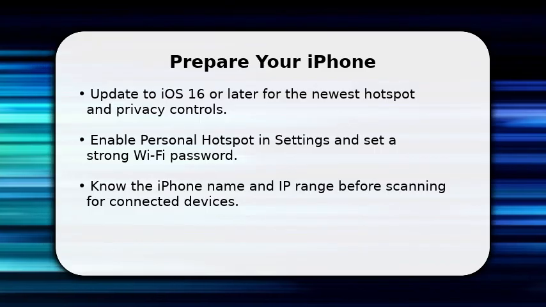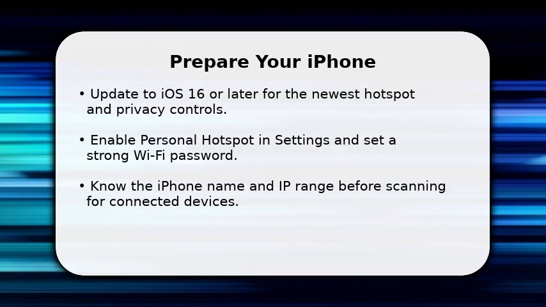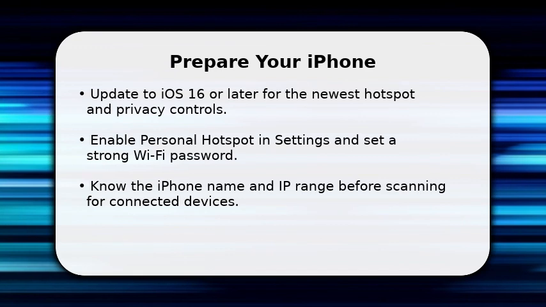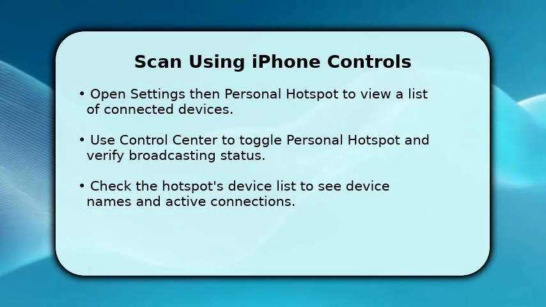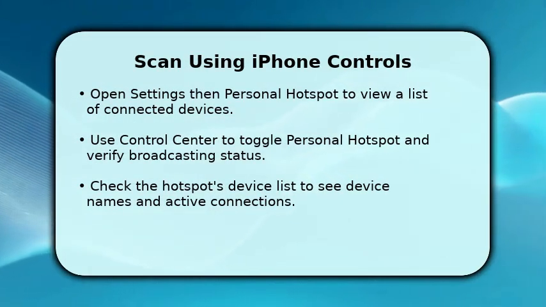Note the IP range your iPhone assigns, usually 172.20.10.0 to 172.20.10.255 on typical setups. Keep Bluetooth off to avoid confusing client list. Use built-in controls before adding apps to scan hotspot connections.